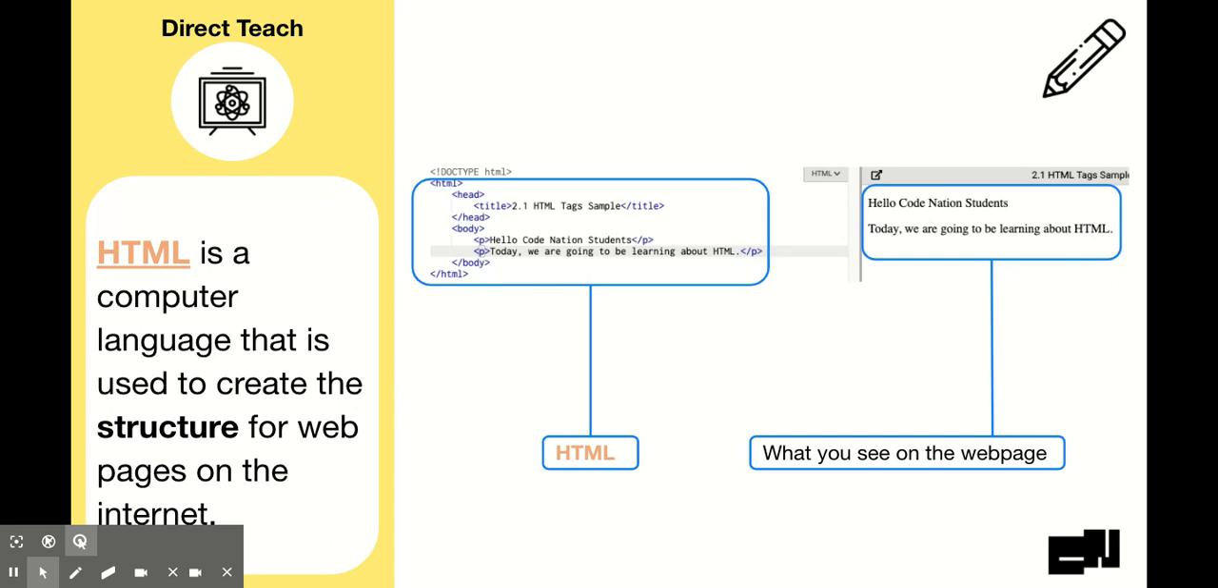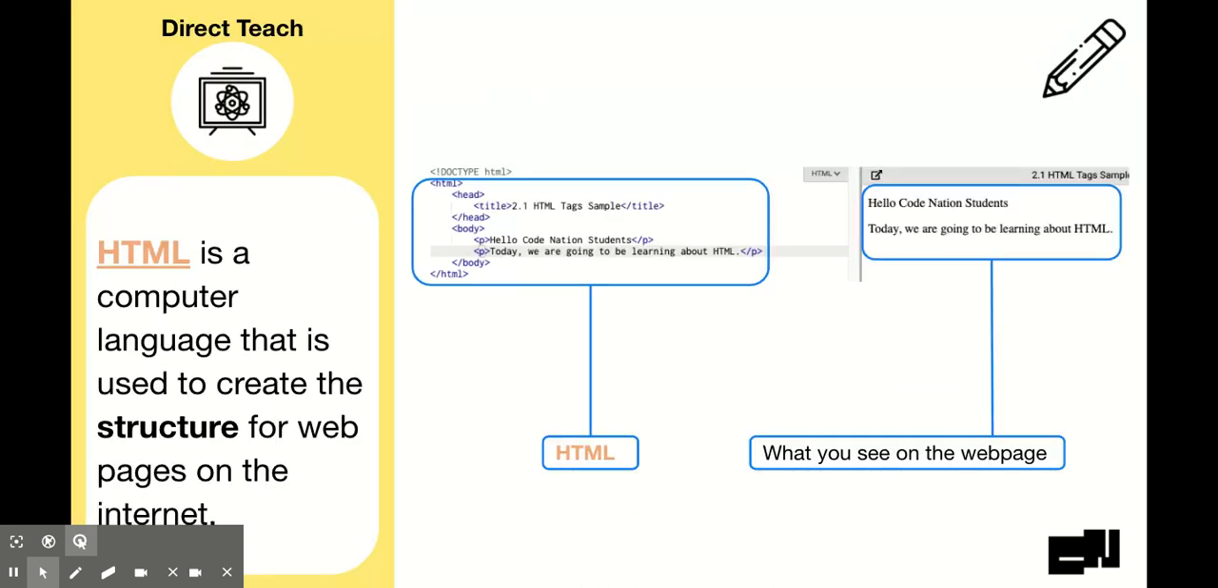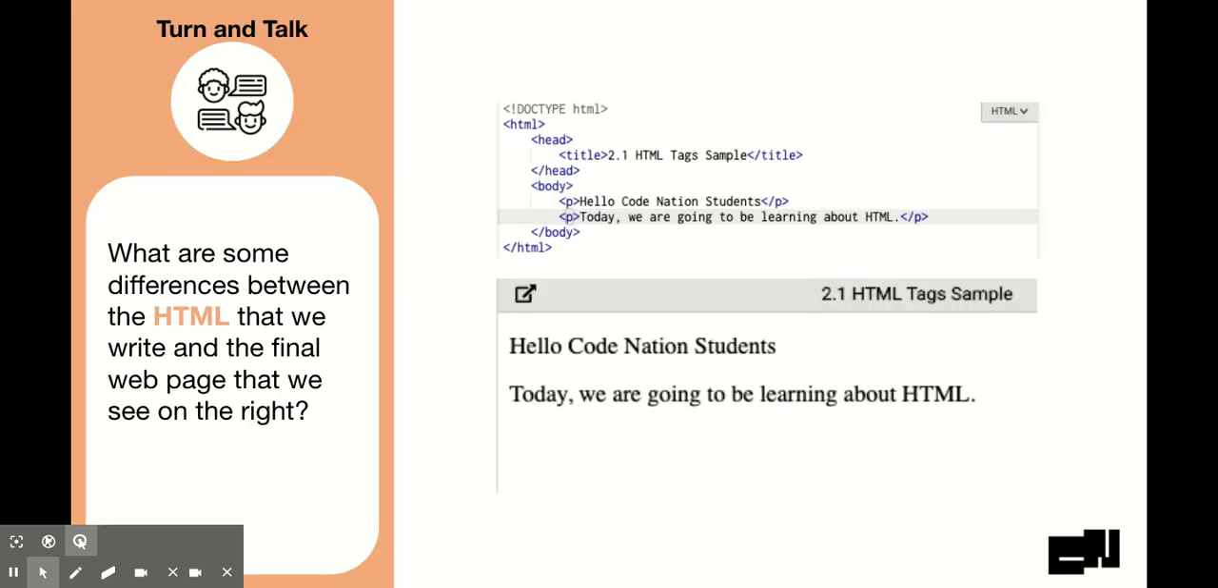So as you see here, on the left is HTML. On the right is what you would see on a web page. I want you to quickly jot down what are some differences between the HTML that we write and the final web page that we see on the right. So based on this picture, what are some differences you notice? You can also think through some similarities as well.